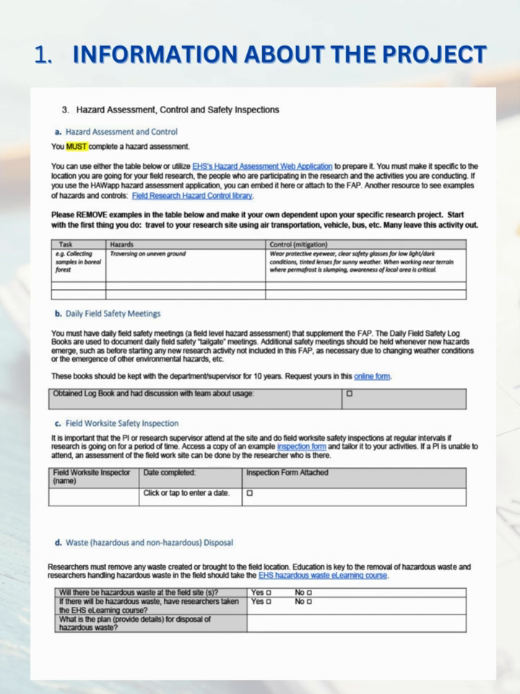The key here is to list the tasks you are doing. From those tasks, identify the hazards of the tasks being performed and the controls to mitigate the hazards that can be put into place. The Field Research Hazard Control Library gives examples of different hazards and controls that can be put into place. It is important that groups don't just cut and paste information but ensure that it is tailored to the work they are doing in that field season. Controls must be the ones that are in place.